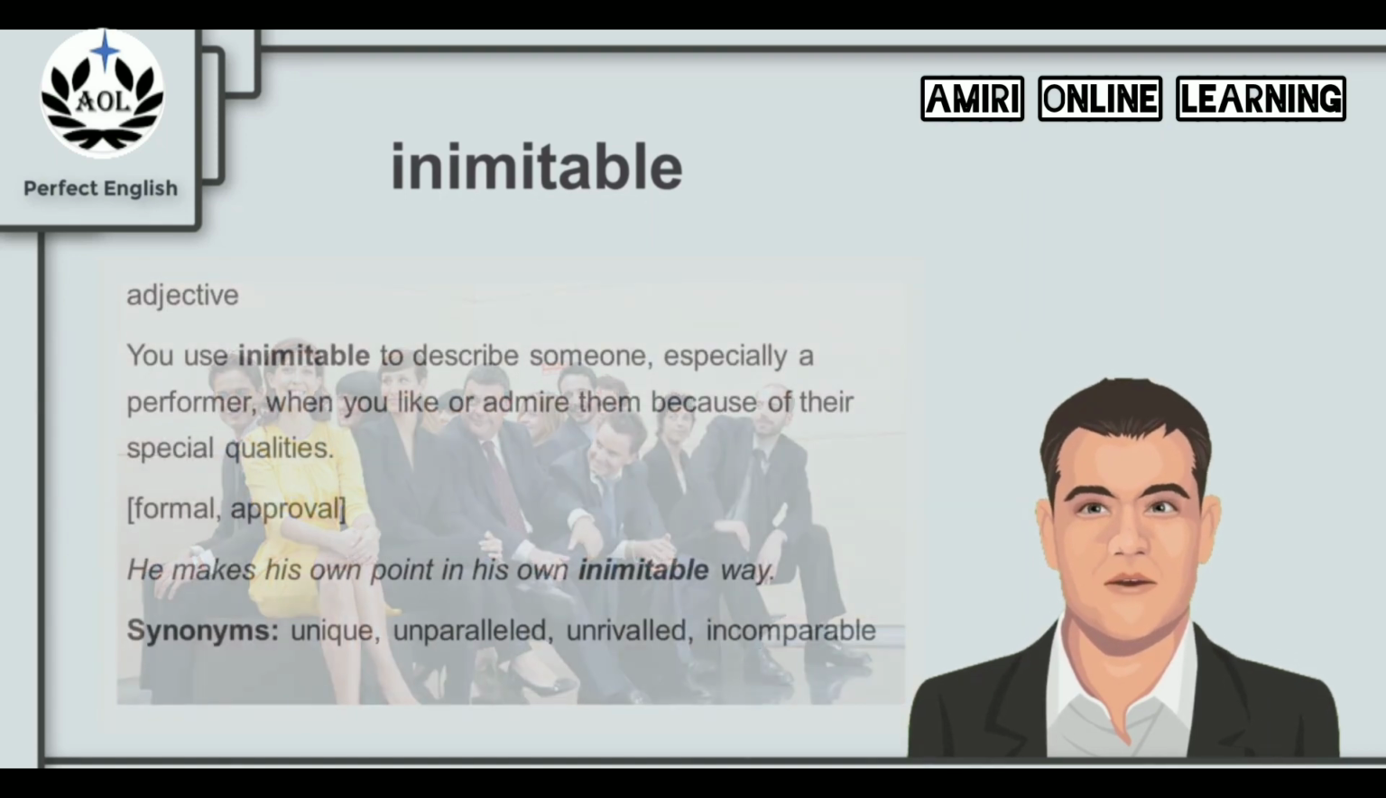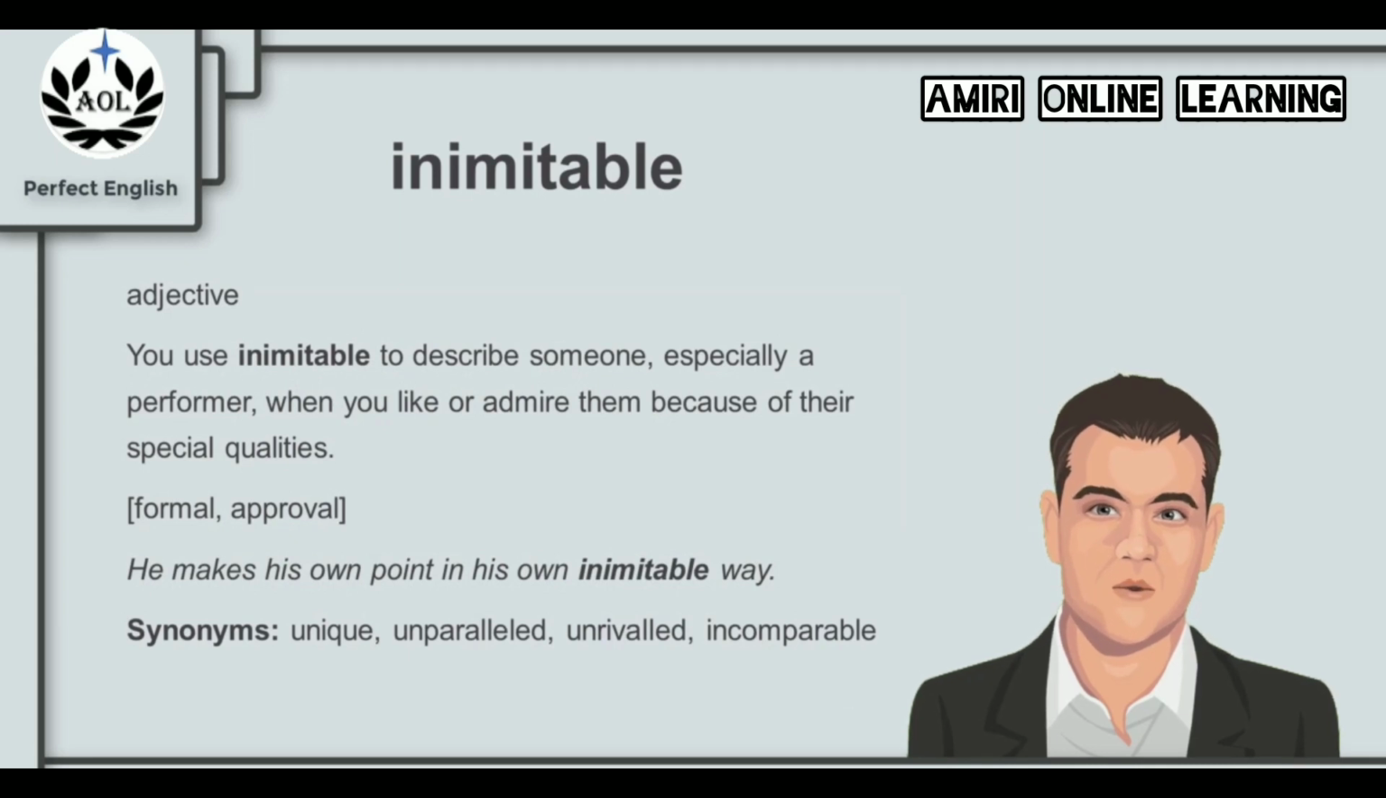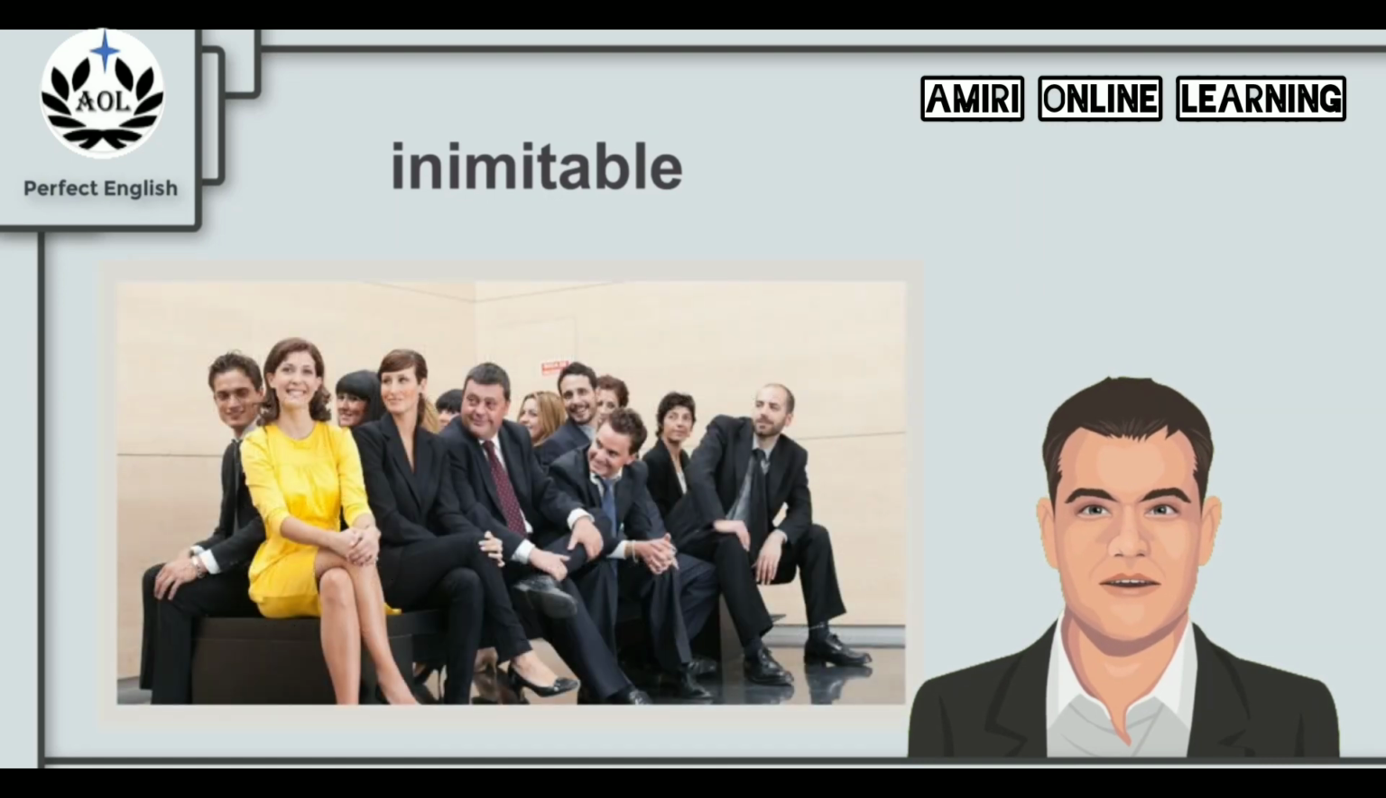Let's find out. Inimitable is an adjective. You use inimitable to describe someone, especially a performer, when you like or admire them because of their special qualities. And this is a positive word that shows approval. For example, he makes his own point in his own inimitable way. And synonyms for inimitable are the words unique, unparalleled, unrivaled, and incomparable. So the next time you remember this picture with all this group of professionals and this lovely lady in the yellow dress, remember the word inimitable and what it means.